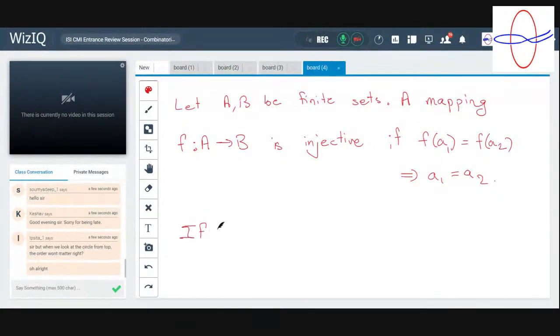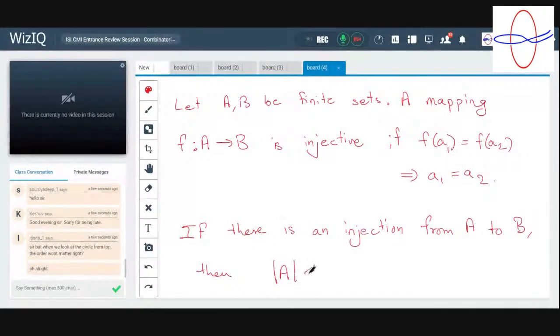So if there is an injection, notice that I only care about there being one injection. Not everything needs to be an injection. As long as I can find one, I'm done. Okay, that's enough to satisfy my conditions. If there is an injection from A to B, then the cardinality of the set A is always going to be less than or equal to the cardinality of the set B. Okay, this is called the injection principle. Should have mentioned it on the top.